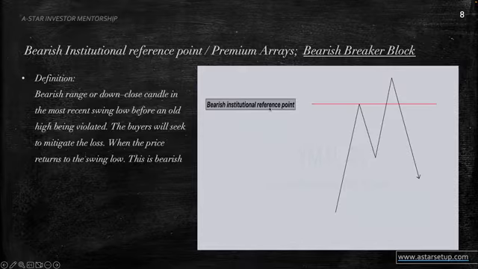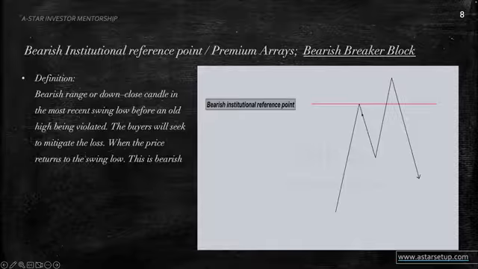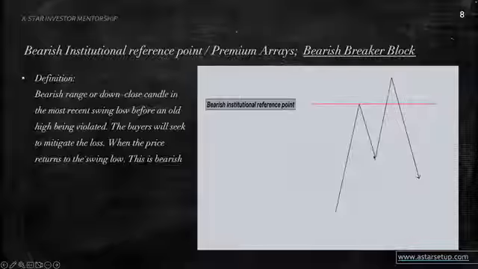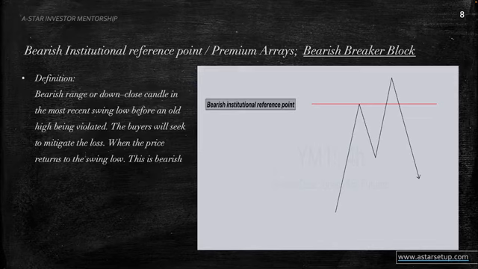So here we have a bearish institutional reference point. We have a level where we suspected price to encounter resistance. Price was initially rallying up and impulsing upwards. Price reacted off that level. Sellers showed a willingness to push prices lower. And this right here is a breaker block.